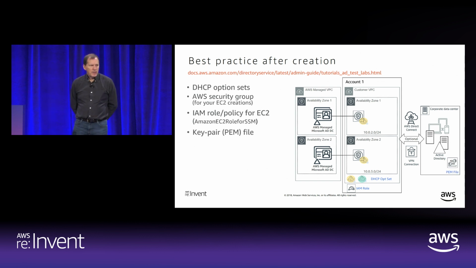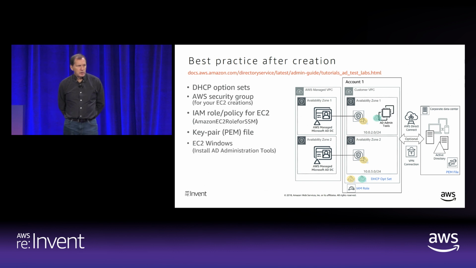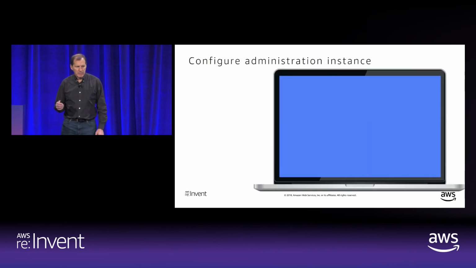You'll need a key pair file, the PEM file, and then you'll install an EC2 Windows instance, or you could use a desktop in your environment if you wanted to. You have to have something that's domain joined to the managed AD, and that's where you're going to run AD administration tools like Active Directory Users and Computers, Sites and Services, those kinds of things.